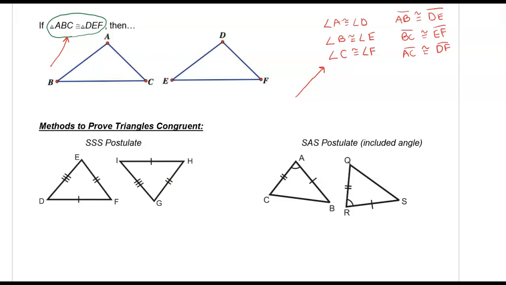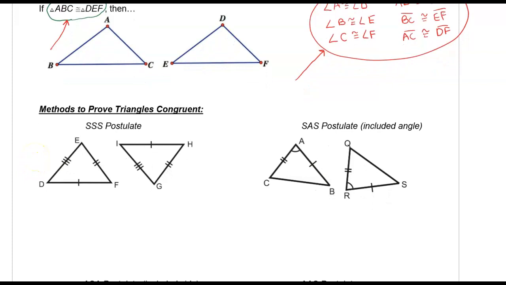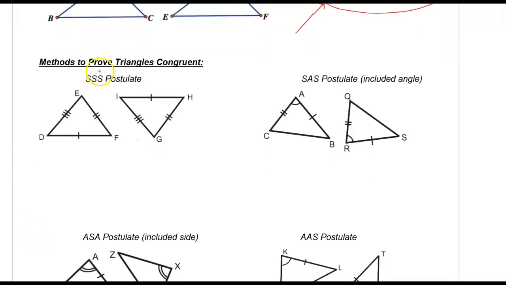And in order to show that two triangles are congruent, we're only going to need 3 of these statements, not all 6 of them. But we're going to need particular combinations of 3. So it's not like you can have any 3 of those sentences. We'll start with the easiest one first. The first drawing here has an SSS above it.